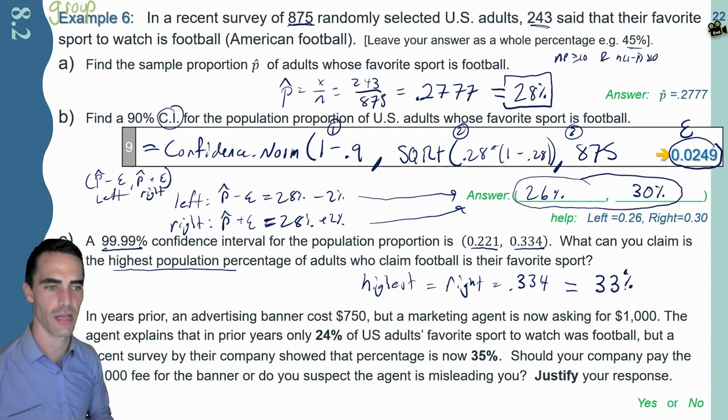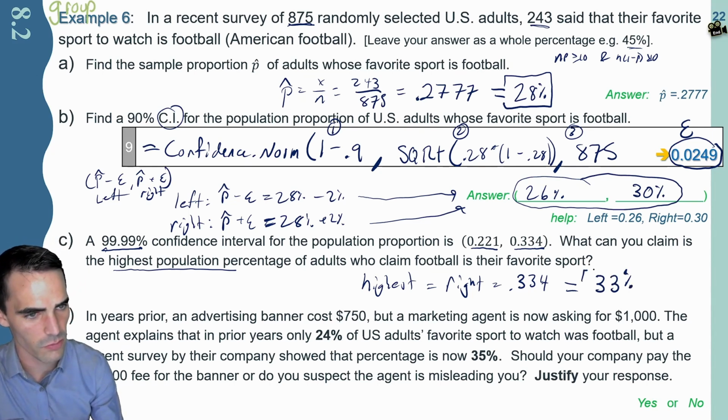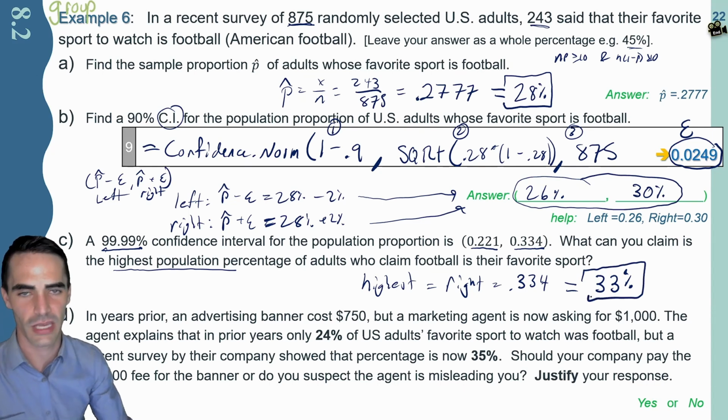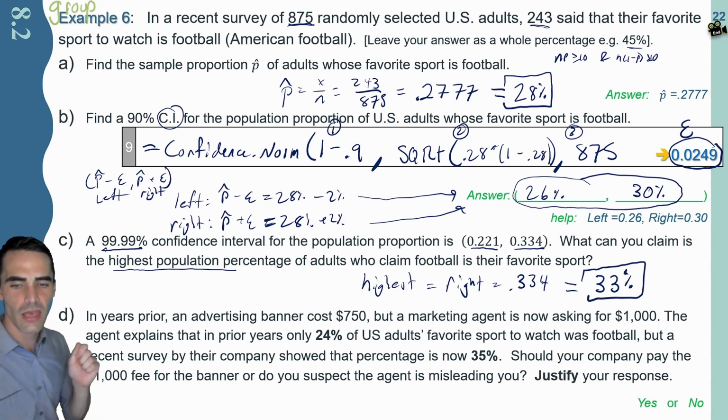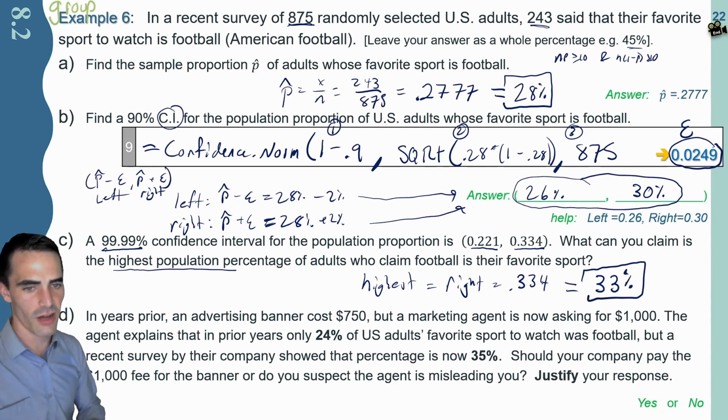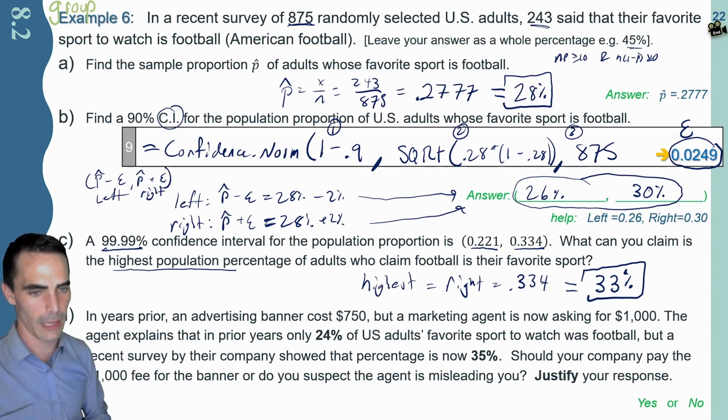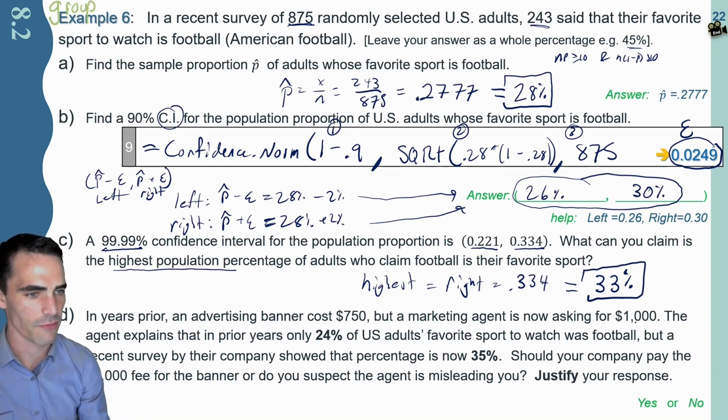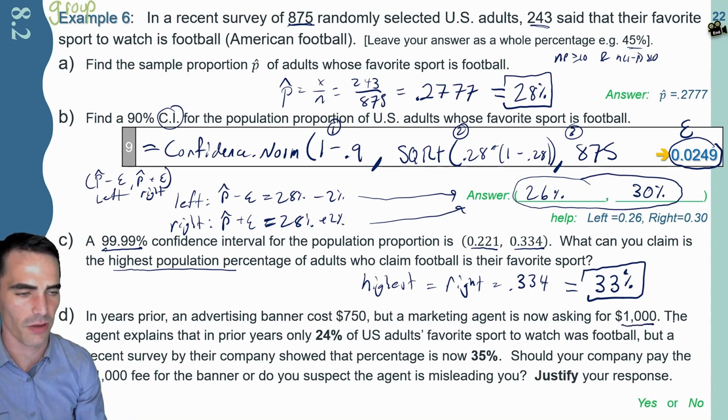Oh, you're feeling good about yourself, all right? But here's where we get into the application part. Let's see what we can do with that 33%. In years prior, an advertising banner costs around $750, let's say, but a marketing agent is now asking for $1,000. Oh, they're hiking the price up on you.